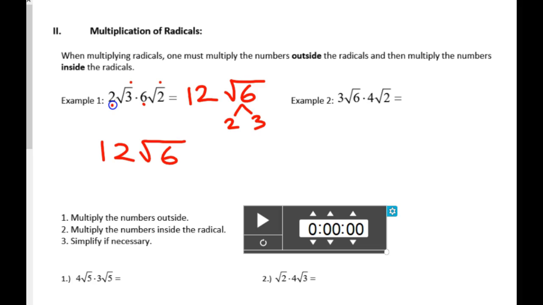Cool. Now, the next example, what do I multiply again? Outside. 3 times 4 is? All right. And then the insides, 6 times 2 is? 12. I should try to reduce that radical. Square root of 12, so let's break it down. 2 goes into it, 2 times 6, and then 2 times 3, right? Sure?